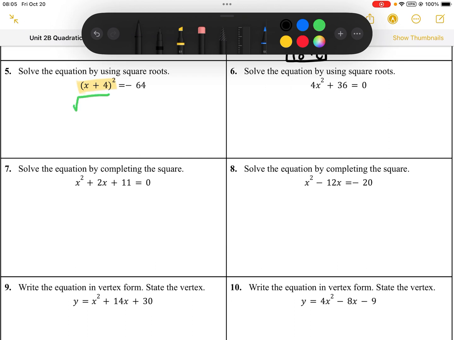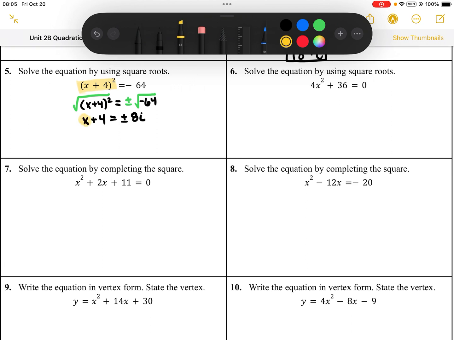So I'm going to take the square root of x plus 4, quantity squared, equals, right-hand side, don't forget your plus or minus, square root of negative 64. Left-hand side, square root of x plus 4 squared is going to be x plus 4, equals, plus or minus, square root of negative 64. The negative tells me I'm going to have an i. 64 is a perfect square. Square root of 64 is 8. So I'm going to have plus or minus 8i.